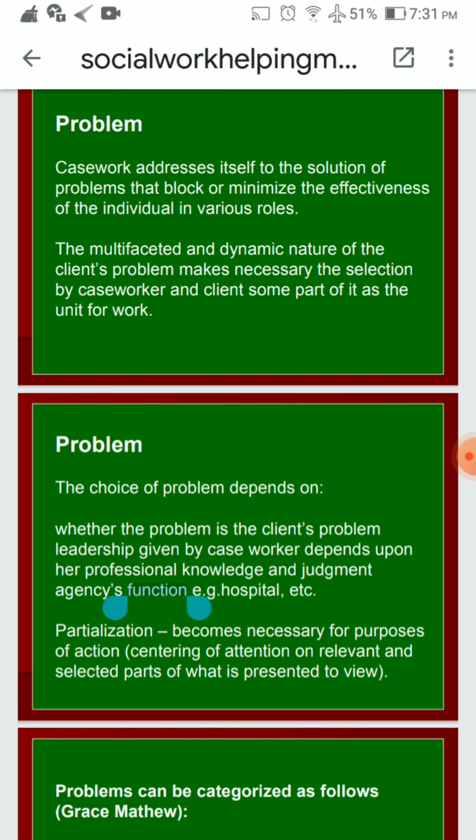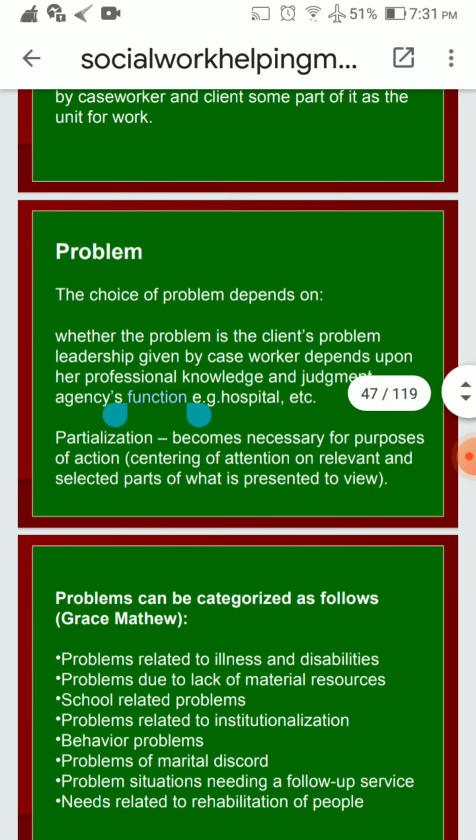So it's a dynamic nature. When we did our case studies, it really matters that you as a social worker facilitate or clarify the certain problem that they undergo. Another, the choice of problem depends on whether the problem is the client's problem. Leadership given by the caseworker depends upon her professional knowledge and judgment and the agency's function, for example, the hospital, and so on.